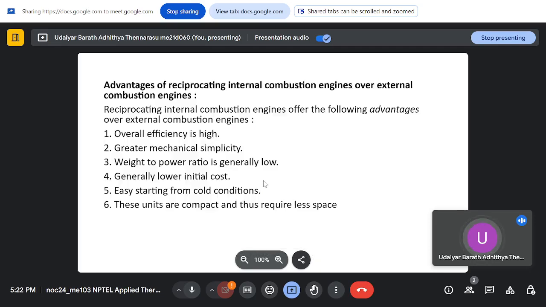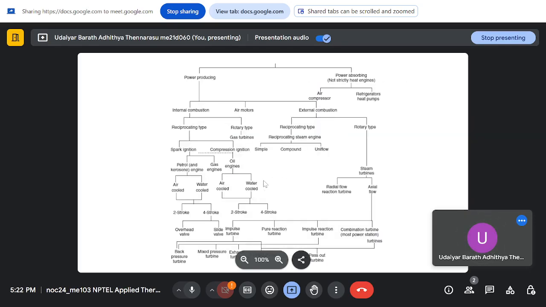Next, we saw this comparison of engines: how an engine is a power producing device and a compressor is a power absorption device, and how each is cooled, what type of cooling. It can be spark ignition or compression ignition, or rotary type as in a Wankel engine. Spark ignition can be either petrol or gas engine. It can be air cooled or water cooled, and the type of operation can be 2-stroke or 4-stroke. This all we saw.